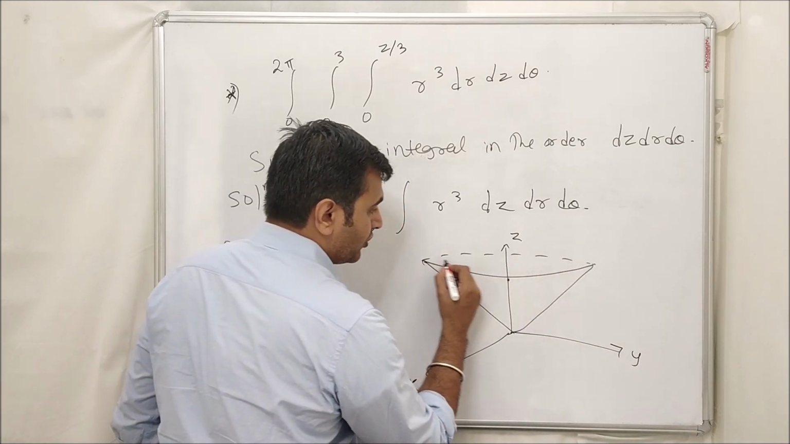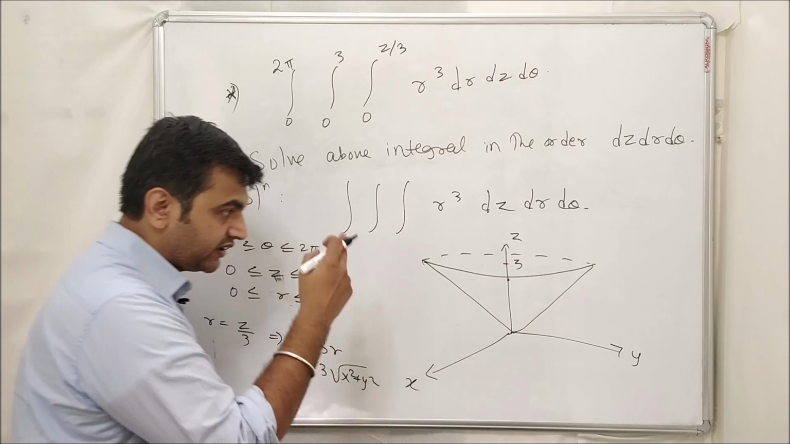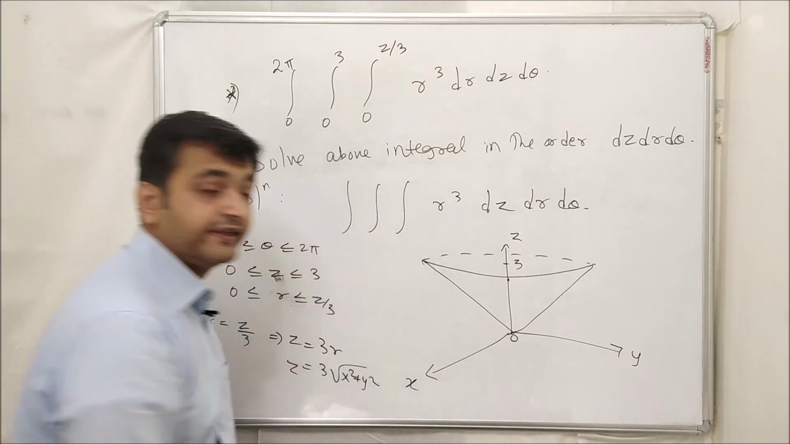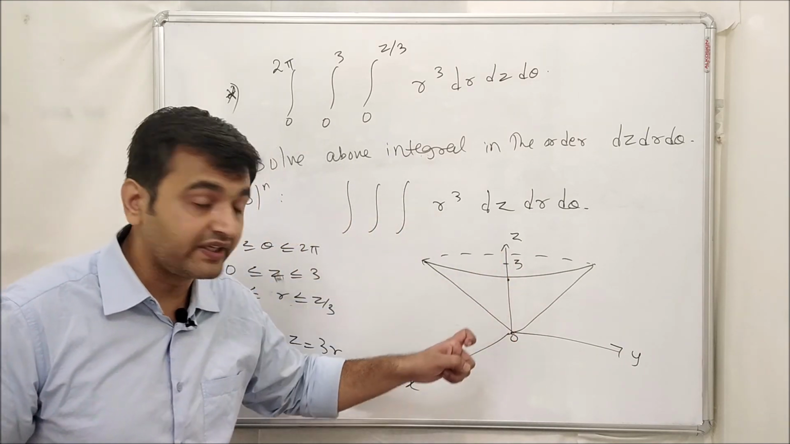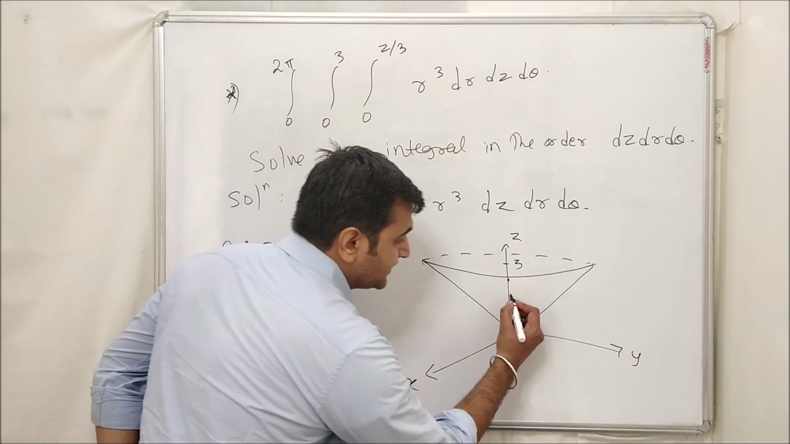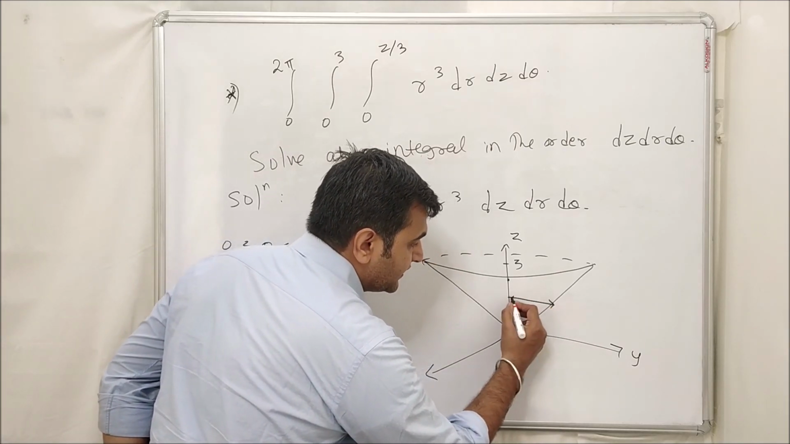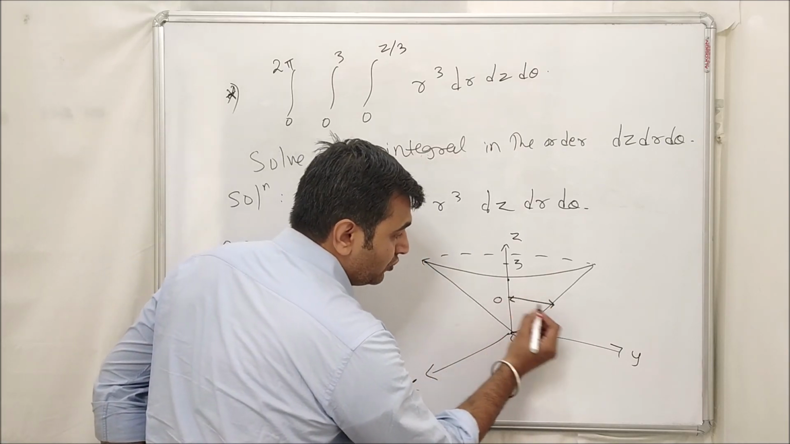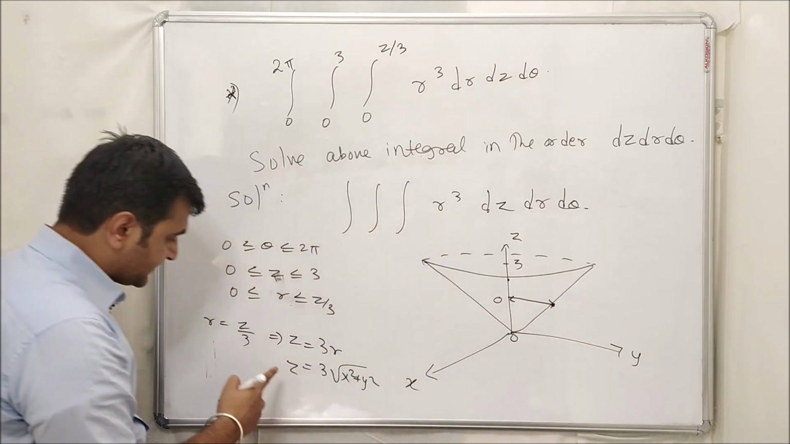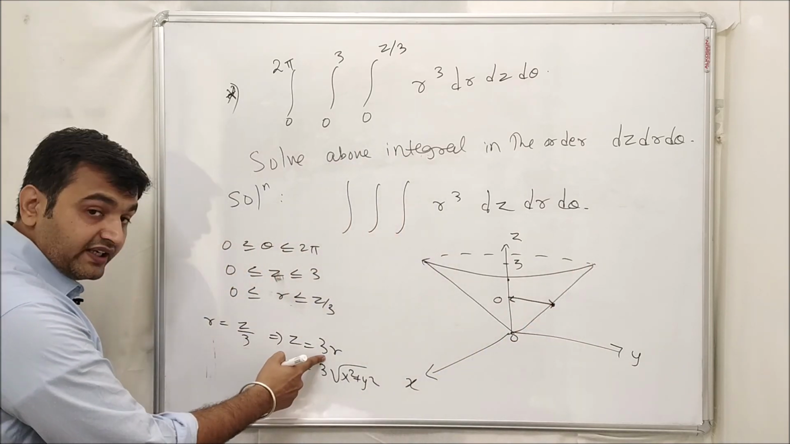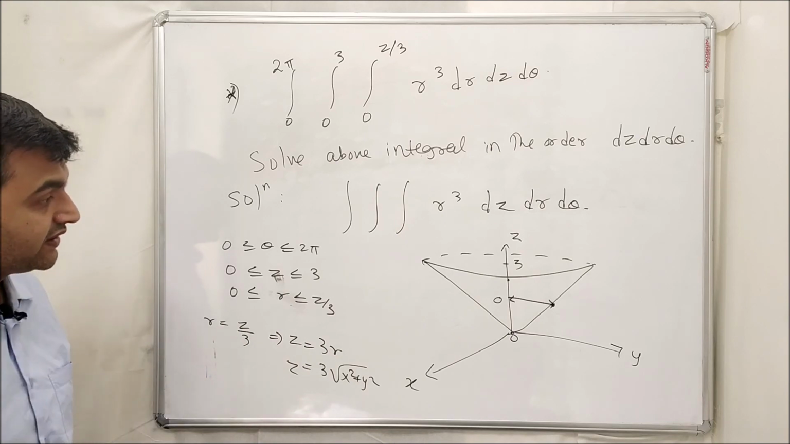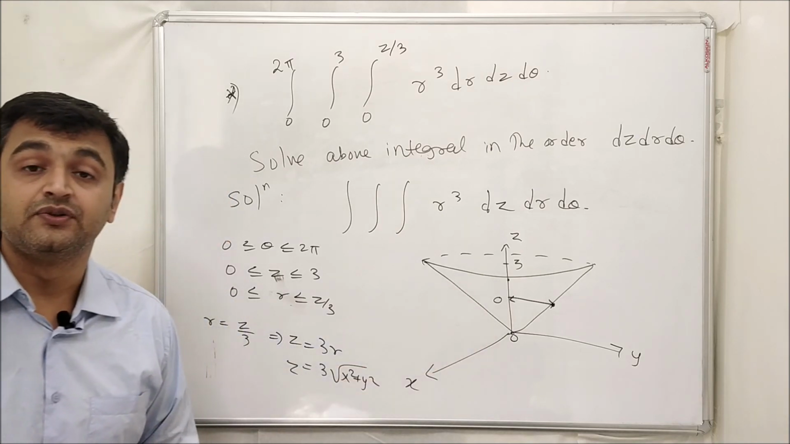What is the height? Your height is 3, with z going from 0 to 3. And r, as I told you earlier, starts from 0 and goes till here. This is nothing but z equal to 3r, so r is z by 3. So this is the surface you have.